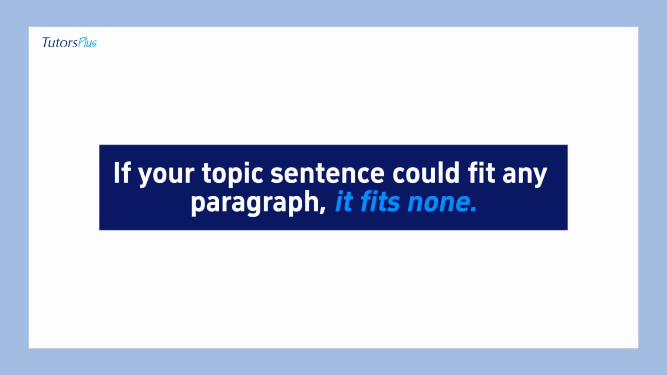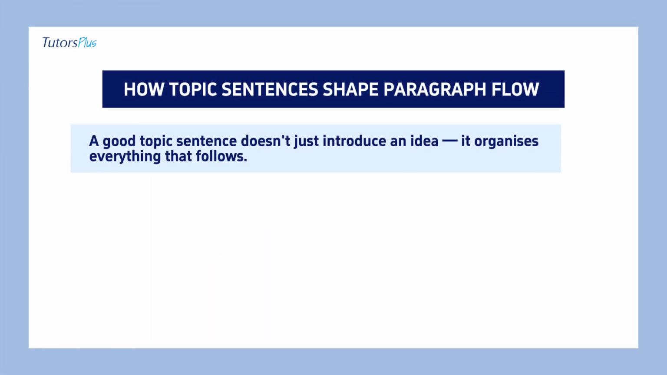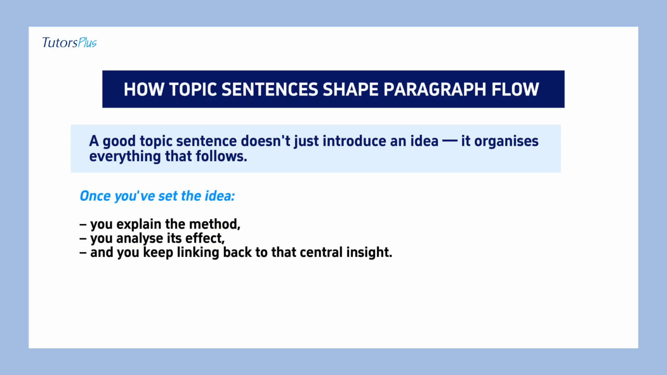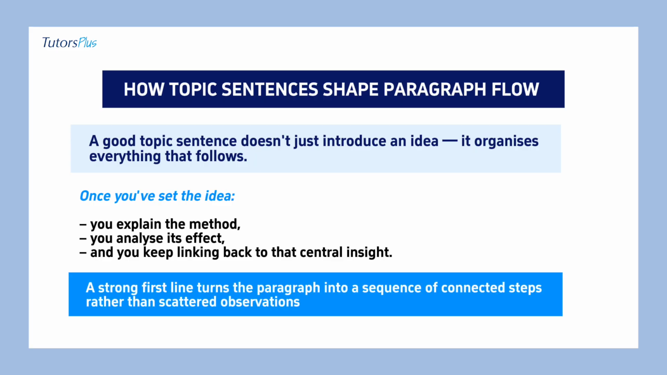But if your topic sentence could fit any paragraph, it doesn't fit any paragraph. It becomes too broad. You need it to focus on the one you're looking at. A good topic sentence doesn't just introduce this idea, it organizes everything that follows. It really helps your paragraph to flow. So remember, once you've set the idea, you explain the method, you analyze its effect, and you keep linking back to that essential insight. And remember that a strong first line really turns the paragraph into a sequence of connected steps rather than just scattered observations.